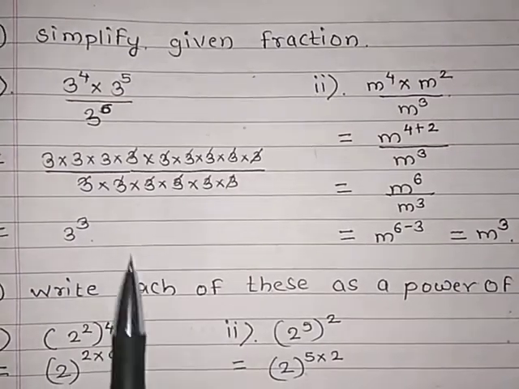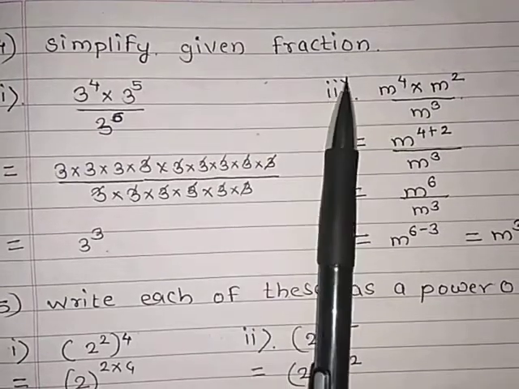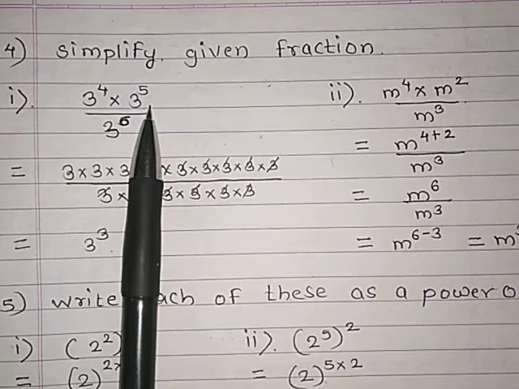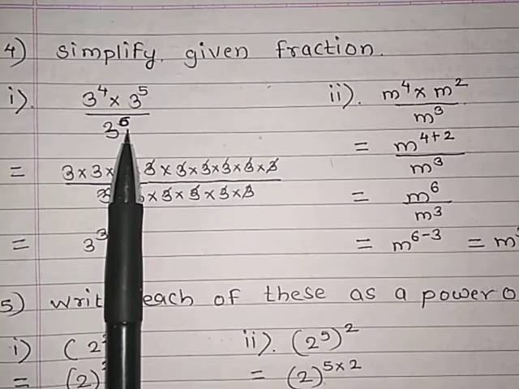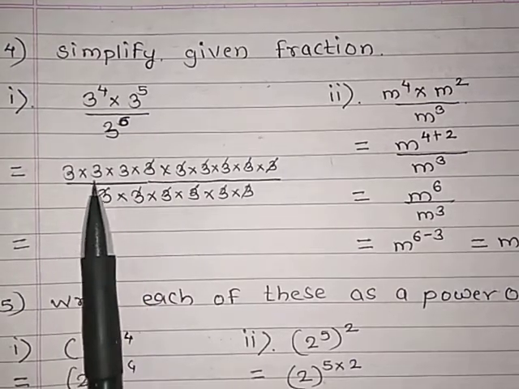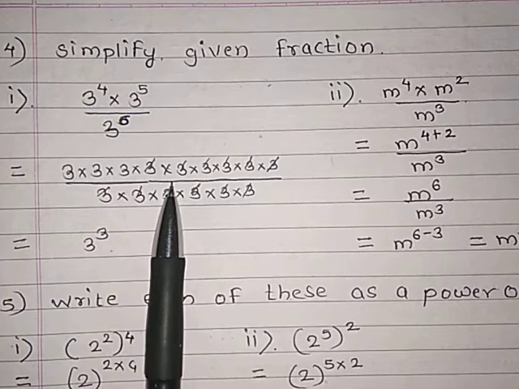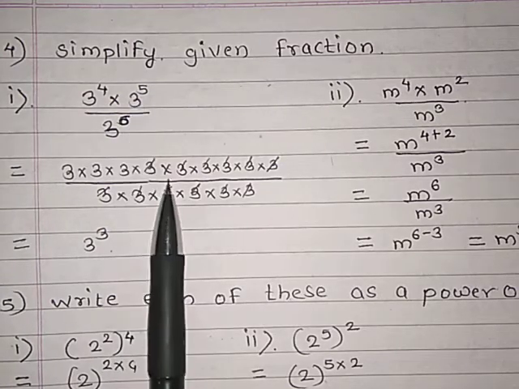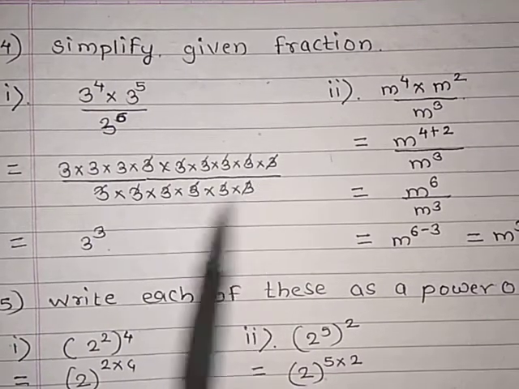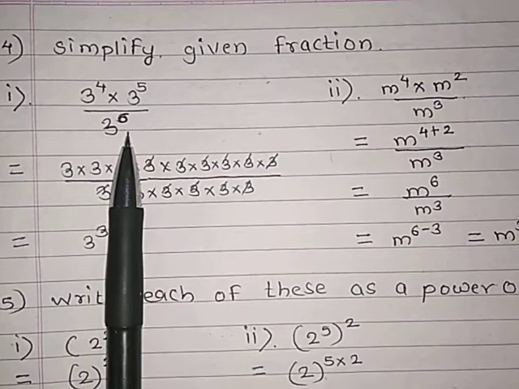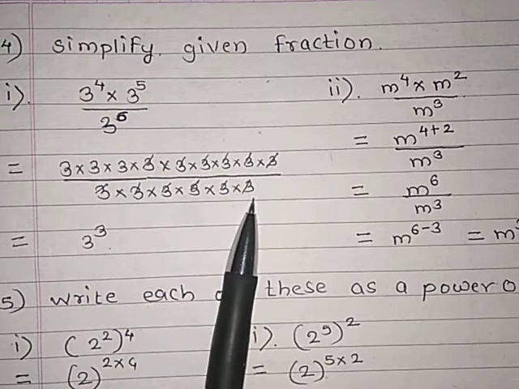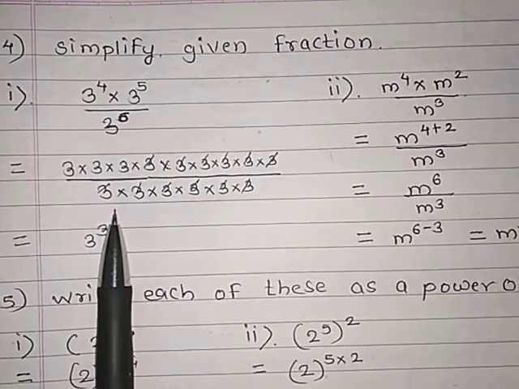Now next question. Simplify given fractions. First one is 3 raised to 4 into 3 raised to 5 divided by 3 raised to 6. So how can we write 3 raised to 4? It will be 3 into 3 into 3 into 3, 4 times, into, here we have 3 raised to 5. So it will be 3 into 3 into 3 into 3 into 3, 5 times. Okay. Divided by 3 raised to 6, which will be 3 written 6 times.